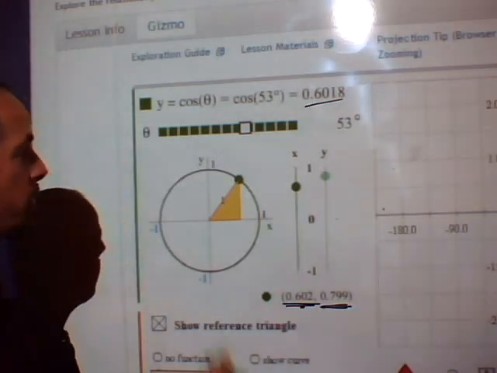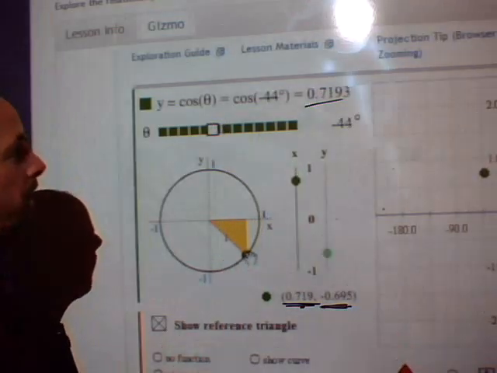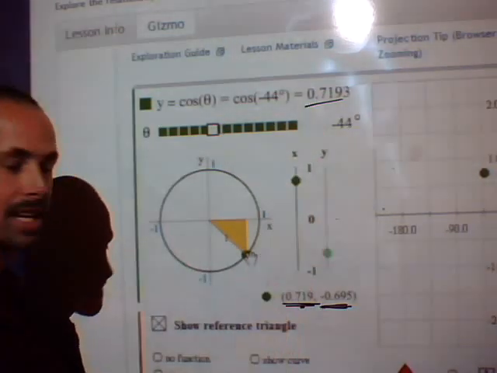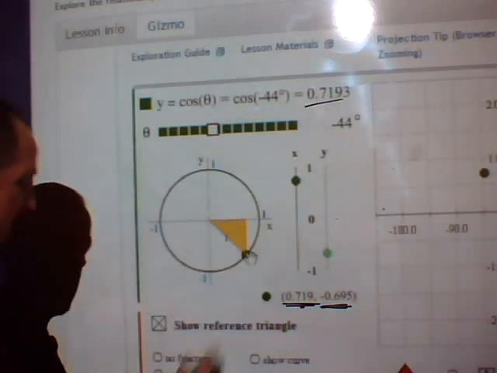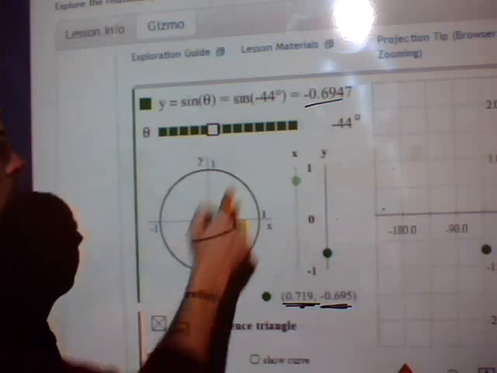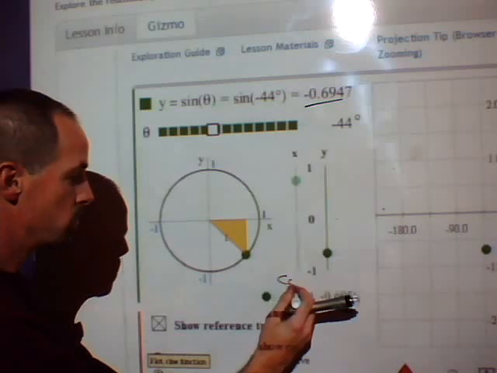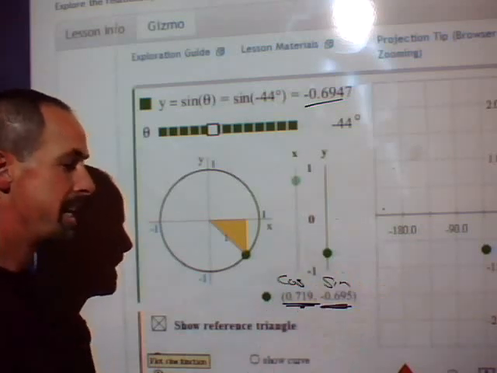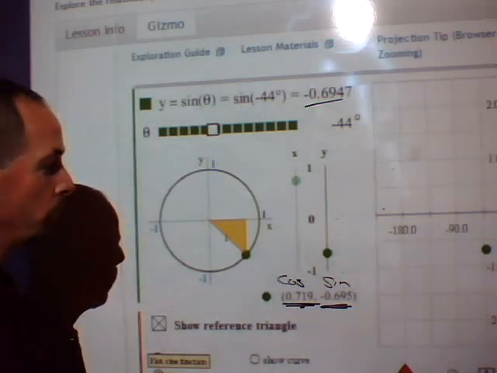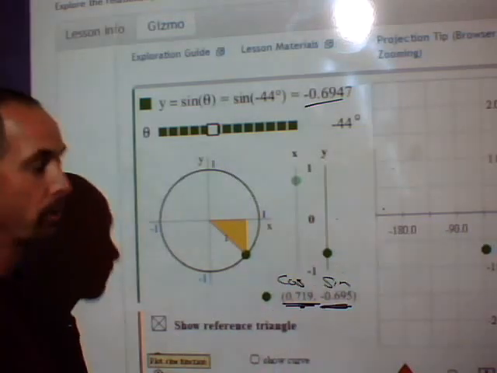So the cosine, you can see here, no matter where I go, cosine represents the x value. The sine here represents the y value. So this is the cosine, this is the sine. And that's going to be really important when we get to graphing the sine and cosine graphs. Okay?